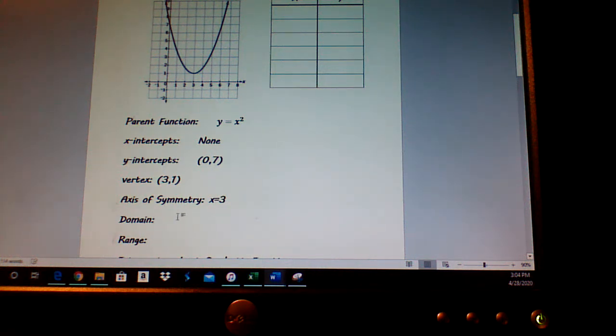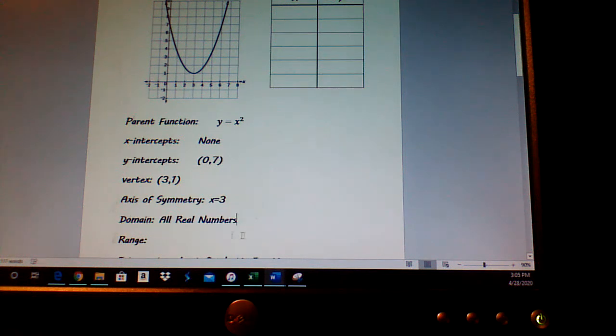Alright, let's move on to domain. Domain, remember, is all the possible x values I have. So if I go to the left, is there a stopping point? No, I see an arrow. If I go all the way to the right of my line, is there a stopping point? Nope, I see an arrow. In both cases, there are arrows, so that tells me my line is continuing on forever and ever in both directions, which means we have all real numbers here for our domain.